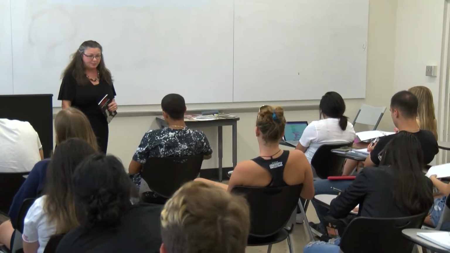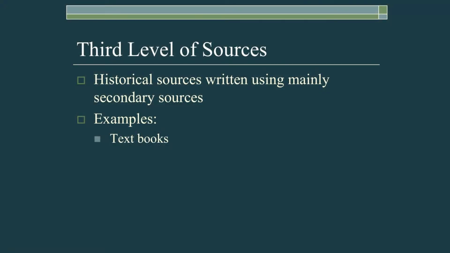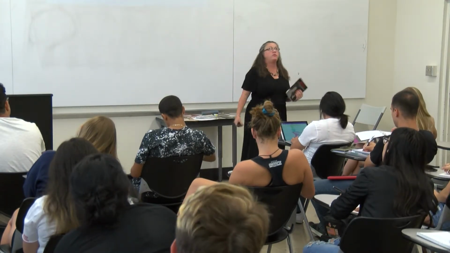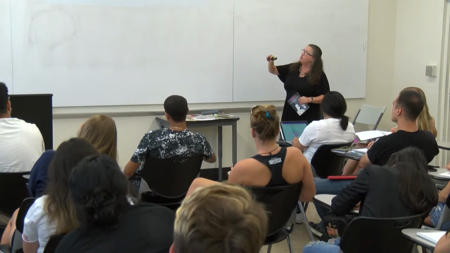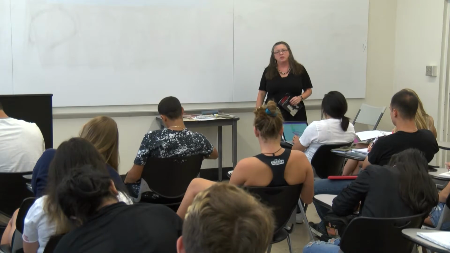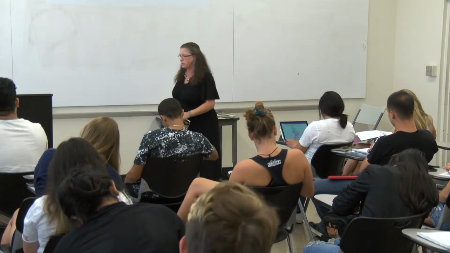What do we call that? Textbook, right? Although textbooks are getting a little bit better, they're actually including primary sources right in them, but a textbook is an analysis of secondary sources. But also, research papers are an analysis of secondary sources.